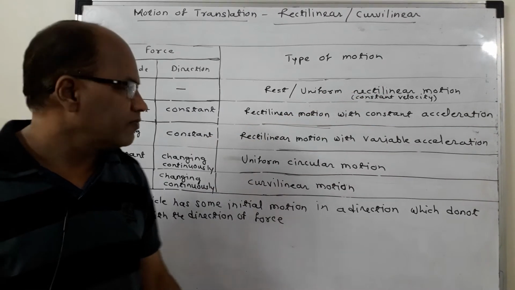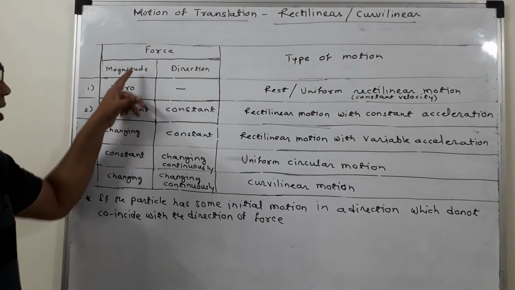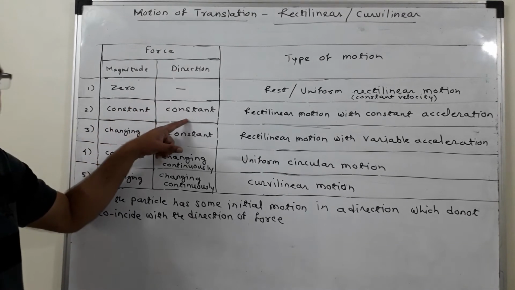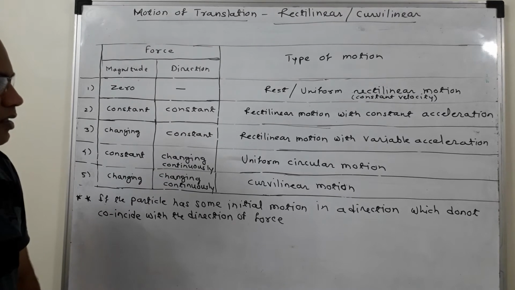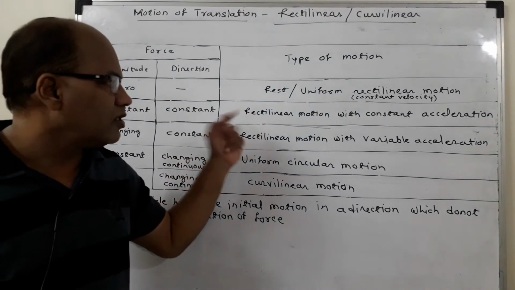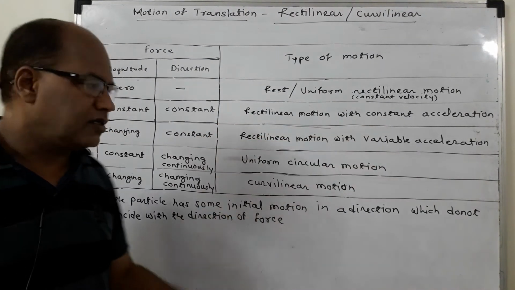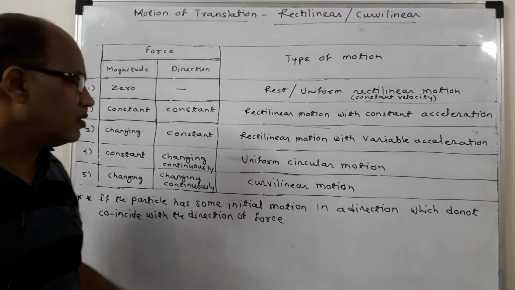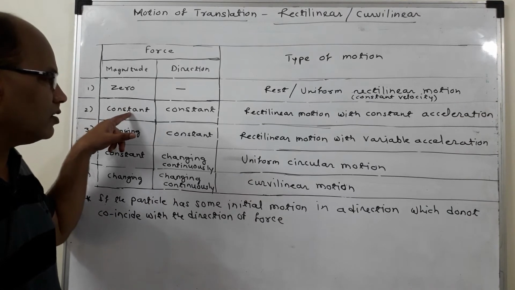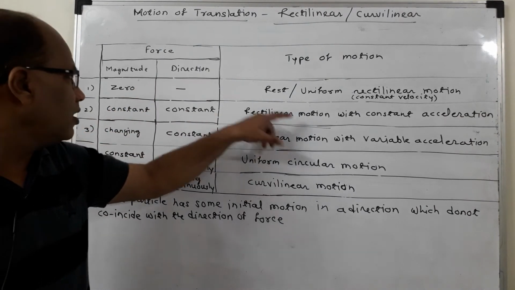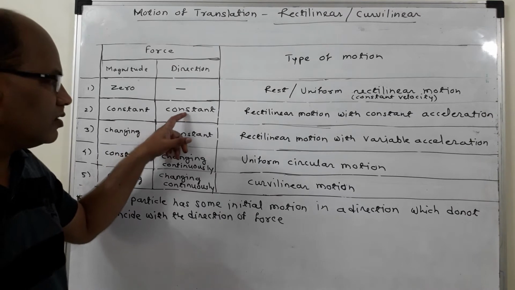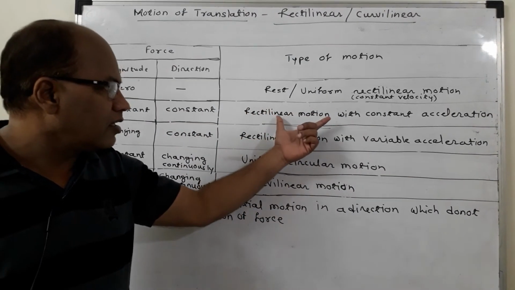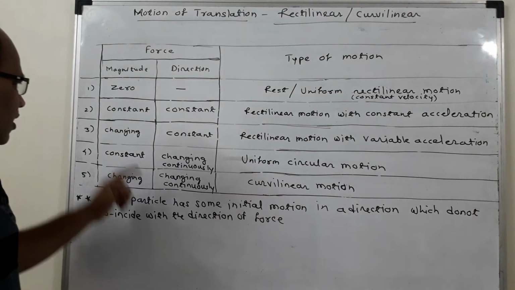Second case, the magnitude of the force is constant and the direction is also constant. So both are constant. In such a case, rectilinear motion is possible with constant acceleration. As the force is constant, the acceleration is going to remain constant. As the magnitude of force is constant, the magnitude of acceleration is constant. As the direction of force is constant, the direction of acceleration is also constant, and such a motion is rectilinear motion with constant acceleration.